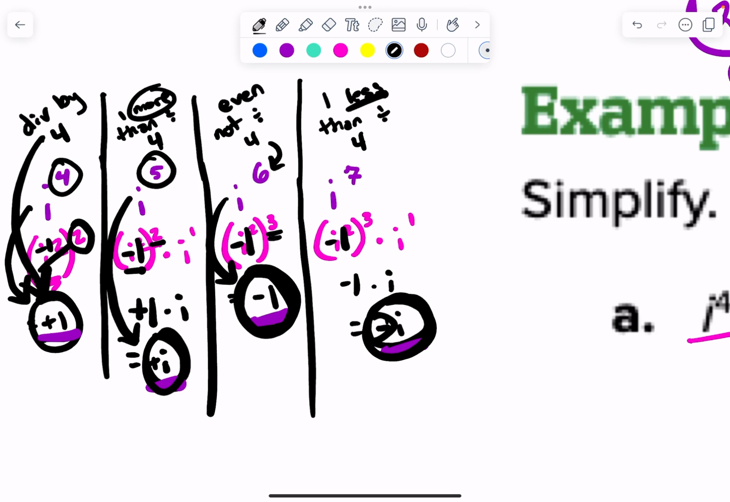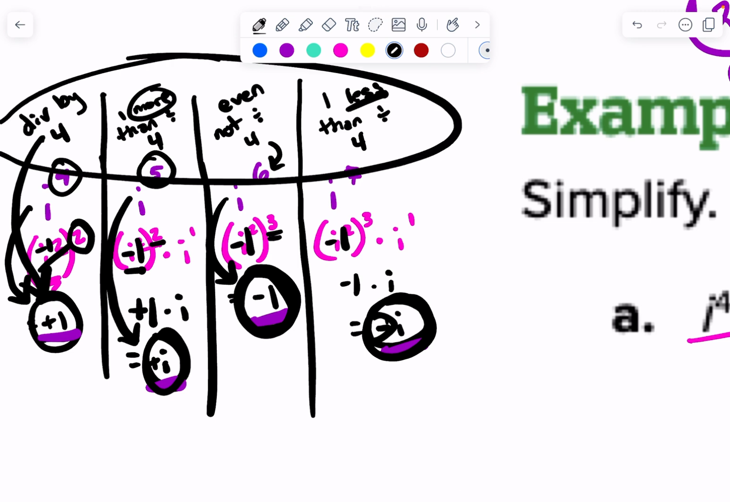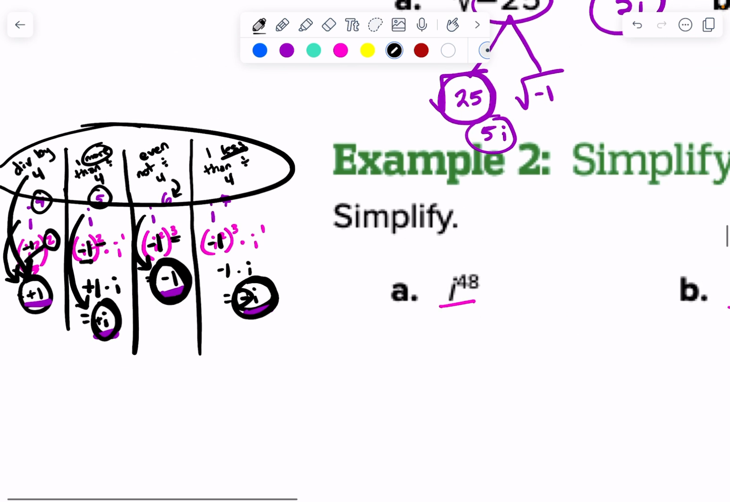So that's how you can kind of remember those, okay? So that's how you cheat. These are how you cheat, right? If you know the rule. If not, we'll just do each one, right?